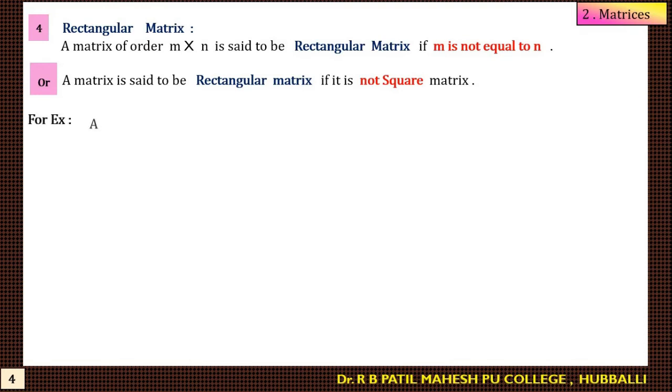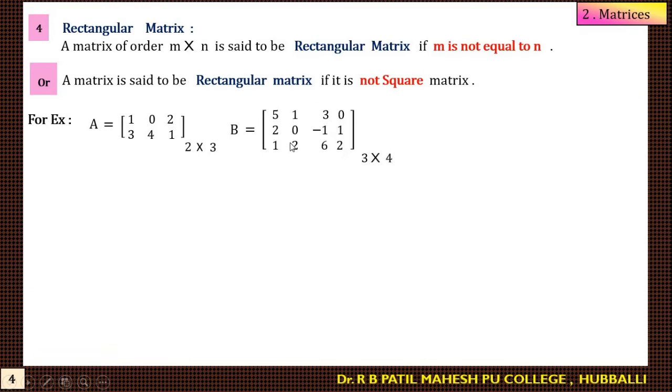For example, A is equal to matrix 1 0 2 3 4 1. So in this matrix the order is 2 cross 3. Here you can see that the number of rows and columns are different, so therefore this type of matrix is called a rectangular matrix. Another example, matrix 5 1 3 0 2 0 minus 1 1 1 2 6 2. So the order is 3 cross 4.